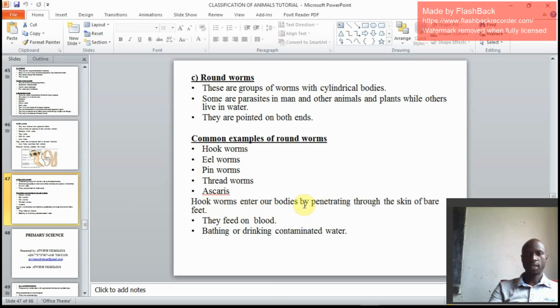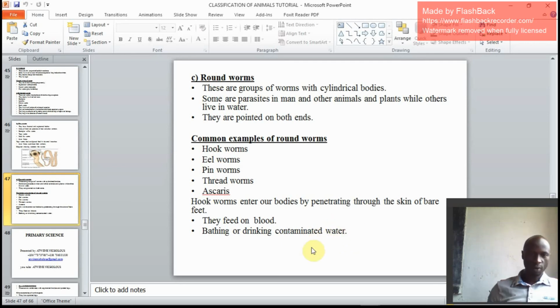Hookworms enter our bodies by penetrating through the skin of bare feet. When you move barefoot in muddy areas, you are at risk of having hookworms enter your body. And when they enter, they feed on blood. Bathing in or drinking contaminated water is also how sometimes they enter.